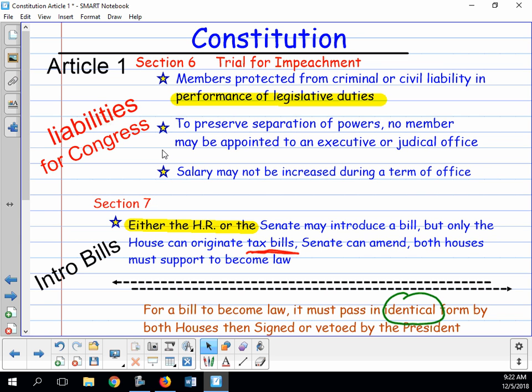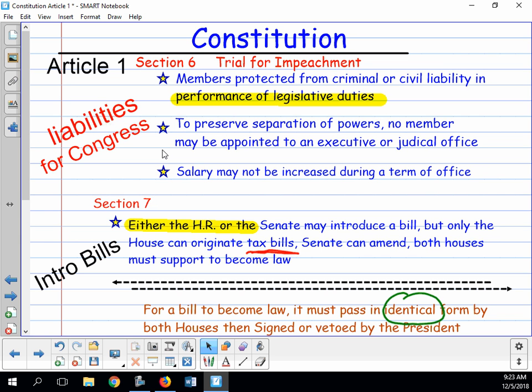Now, the salary may be increased, may not be increased during a term of office. Simply put, you can't give yourself a raise until you are starting a new term of office. So if you're a House of Representatives member, you have to wait until your new term, which is 2 years. Every legislative member, House or Senate, House, they are reelected every 2 years. That's when they can get a raise. For the Senate, it's every 6 years. They have to wait until that new term of office before they can get their raise.